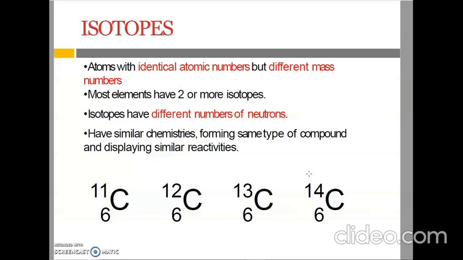Okay, next is about isotopes. So atoms with identical atomic number but different mass number, we call these isotopes. Most elements have two or more isotopes, and isotopes have different numbers of neutrons. Okay, each isotope has similar chemistry, forming the same type of compound and displaying similar reactivity, except that their mass number is different.